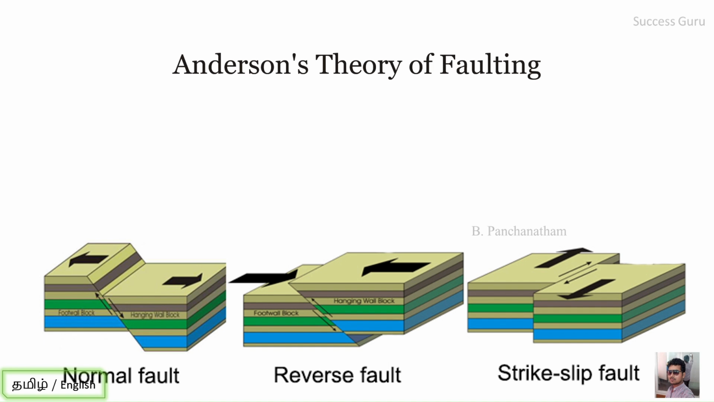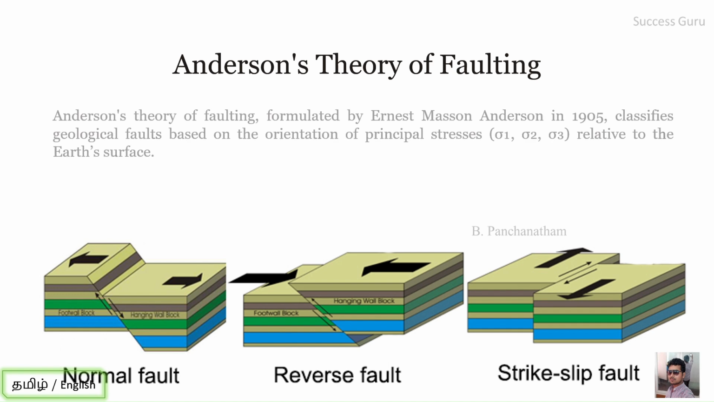In terms of Anderson's theory of faulting, Ernest Masson Anderson in 1905 classified geological faults based on the orientation of principal stress related to the earth's surface. So far what we had seen is the classification based on the apparent displacement. In this case, we are dealing with a fault classification which is primarily based on the orientation of the stress directions, like sigma 1, sigma 2 and sigma 3.